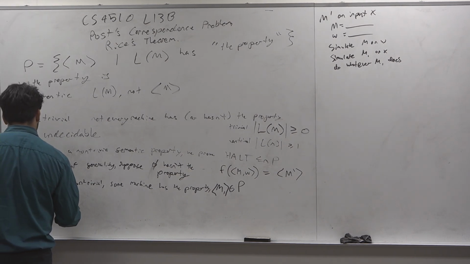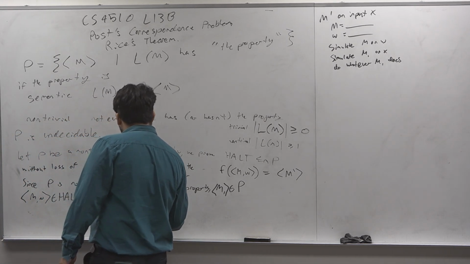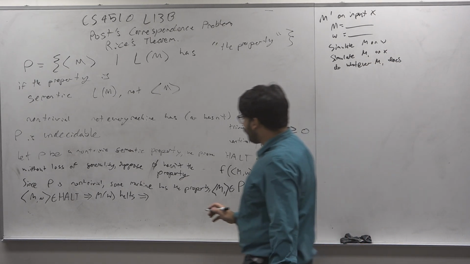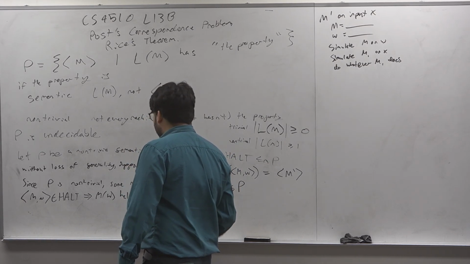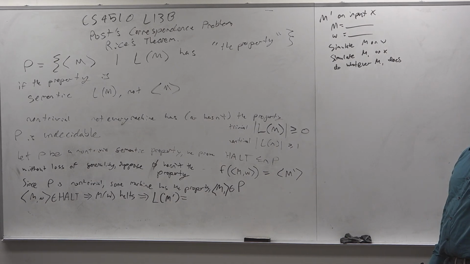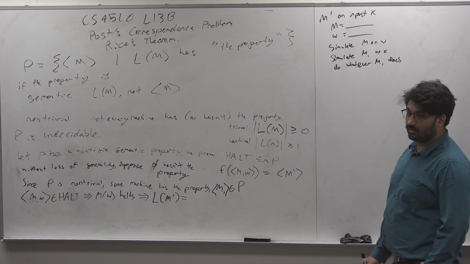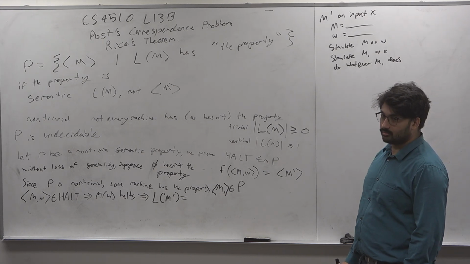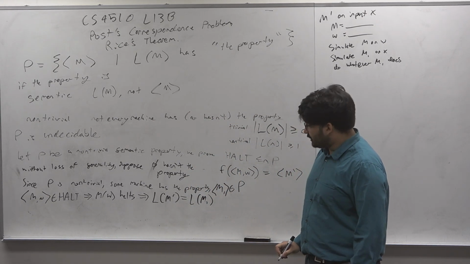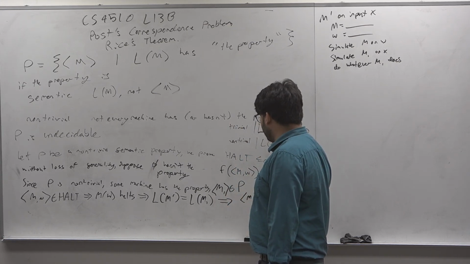M comma W is in halt implies M on W halts, which implies in the code of M prime, we're finished with this line of code, and we're going to here. So what do we know about the language, the behavior of M prime? It does what M1 does, as long as M accepts W. Yeah, exactly. It's going to be identical in every way to M1. Now, since M1 has the property, we know so does M prime. So, M prime has the property.